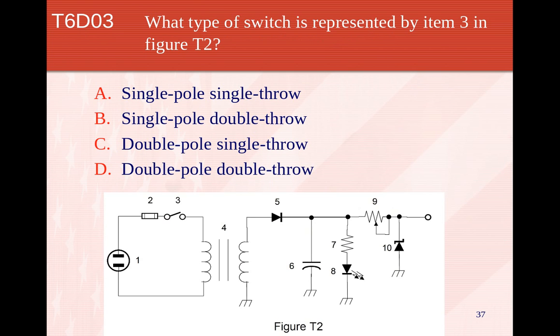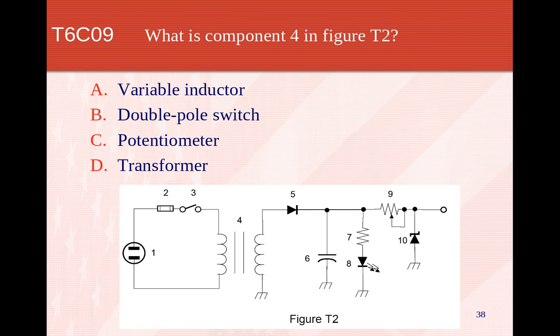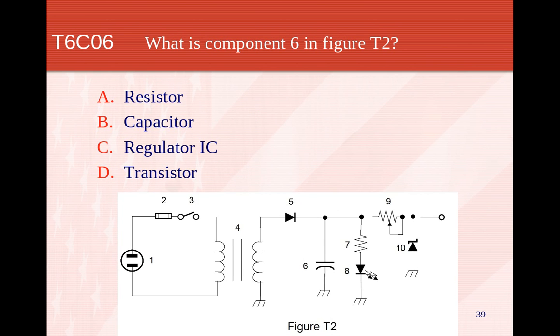What type of switch is represented by item 3 in figure T2? See, 3 is a switch. Single pole, single throw switch. What is component 4 in figure T2? 4 is a transformer. What is component 6 in figure T2? Component 6 is a capacitor. Electrolytic.